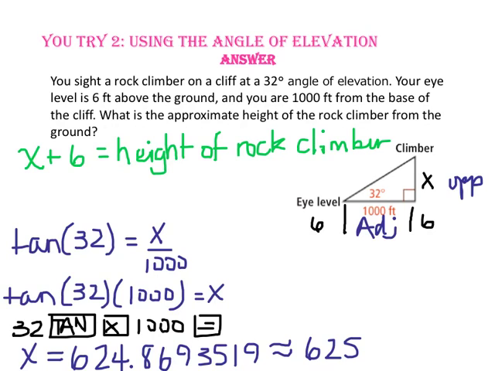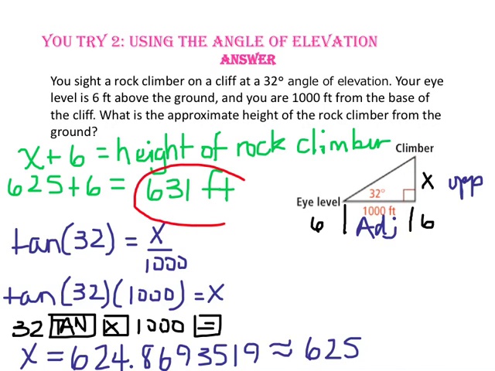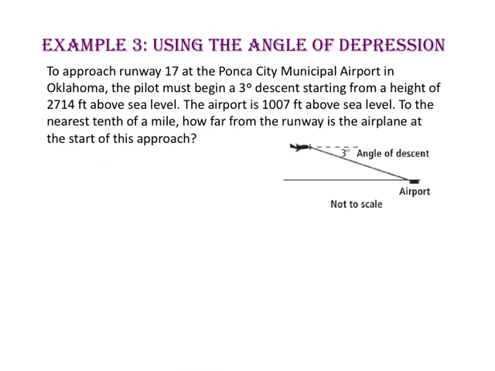Since the rock climber's height here is 625 plus the 6 feet above our line of sight, we must add x, or 625, plus 6 to get the total height of the rock climber from the ground. The rock climber is approximately 630 feet above the ground. In example 3, we will use the angle of depression.